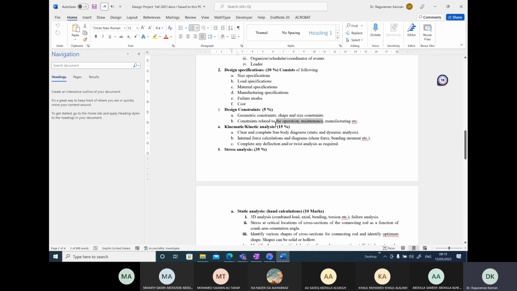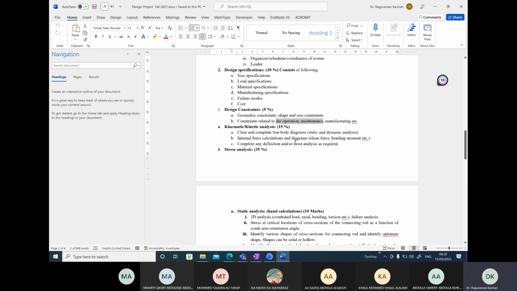Once this is done, you have to do some kind of kinematic or kinetic analysis. How does the connecting rod move around? What kind of acceleration and velocity changes does it have while the connecting rod moves around? Why is this important, especially with the dynamic analysis? These could be very important to know what forces are acting.